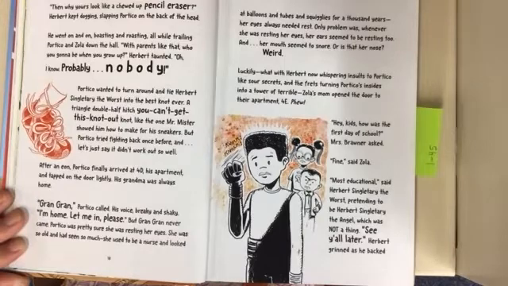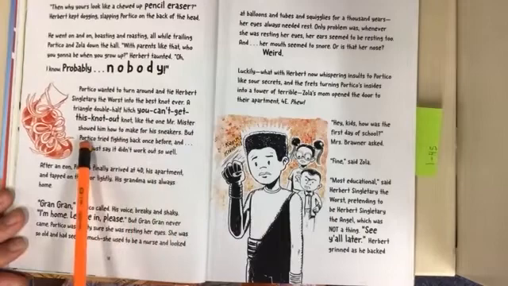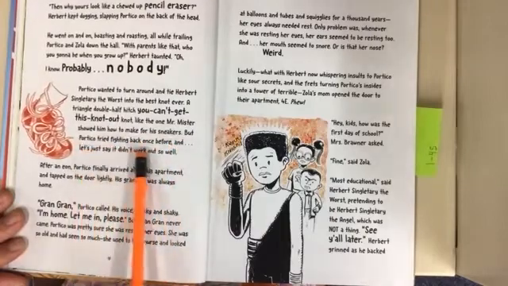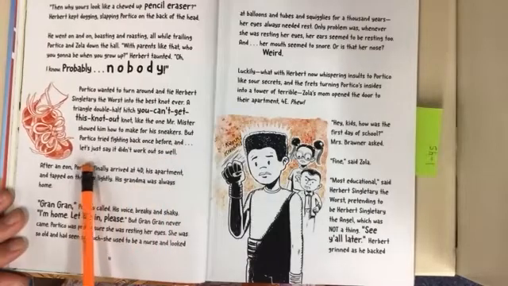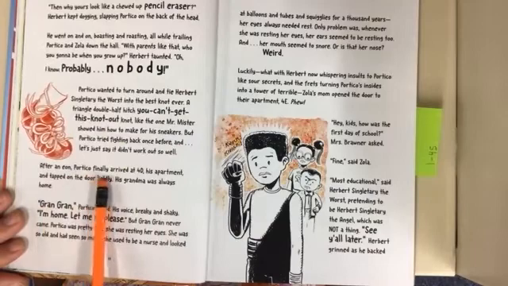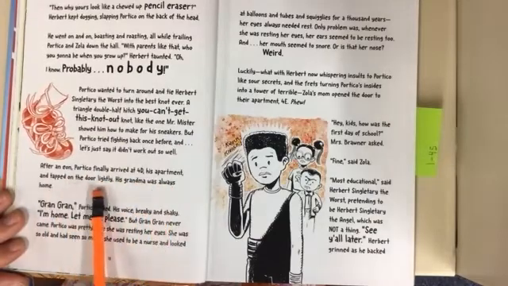Portico wanted to turn around and tie Herbert Singletary, the worst, into the best knot ever. A triangle double half hitch, you can't get this knot out knot, like the one Mr. Mister showed him how to make for his sneakers. But Portico tried fighting back once before, and let's just say it didn't work out so well. And after an eon, Portico finally arrived at 4D, his apartment, and tapped on the door lightly.